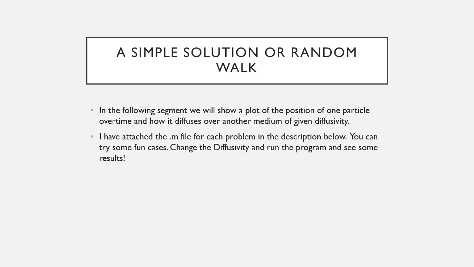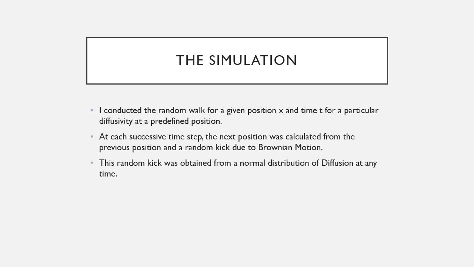So now I've simulated a simple random walk. The link is in the description below for the M file. You can play around with it, and if you want, you can change the diffusivity, you can change the time step and see how the kick takes place in Brownian motion, and you'll obtain a normal distribution at any point if you take the histogram of it.